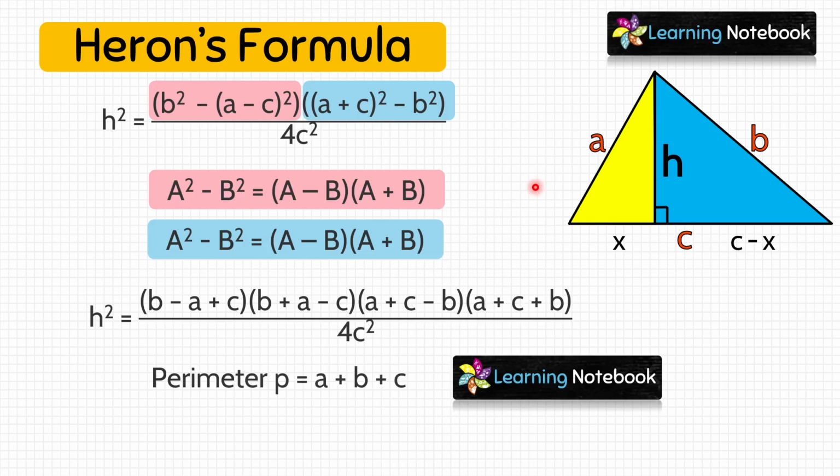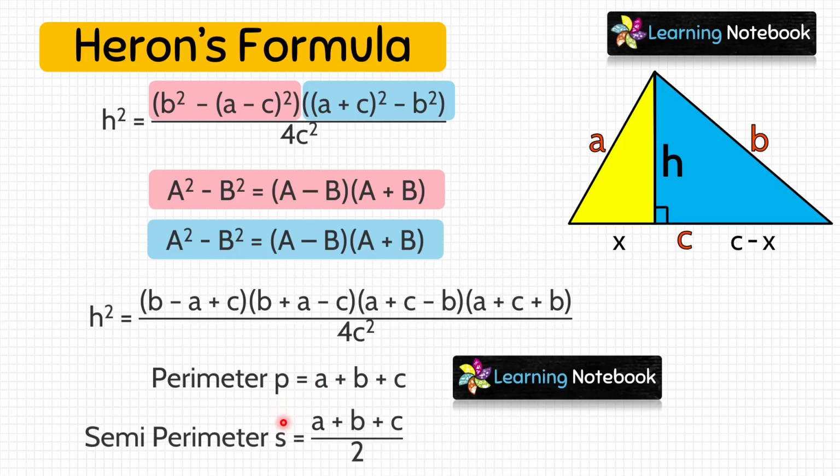Its perimeter P equals a plus b plus c, and its semi-perimeter S equals (a plus b plus c) upon 2. So students, can we use this value of S and substitute it in each of these 4 brackets?